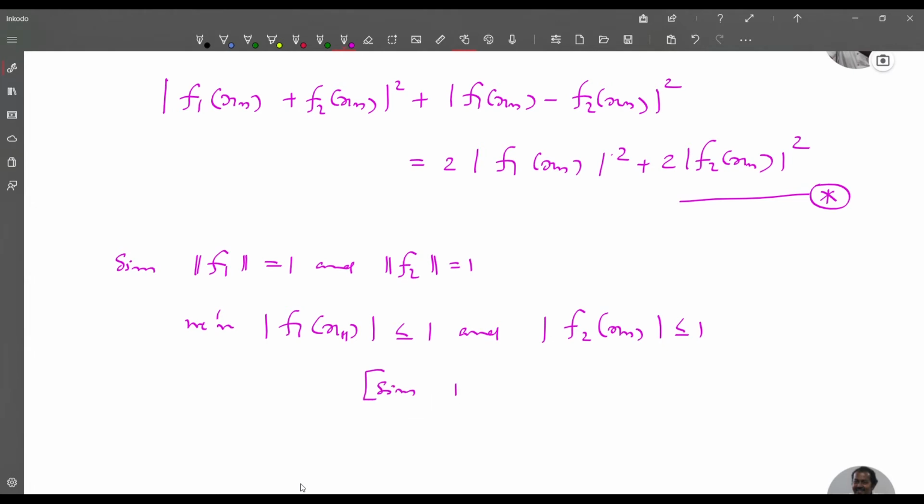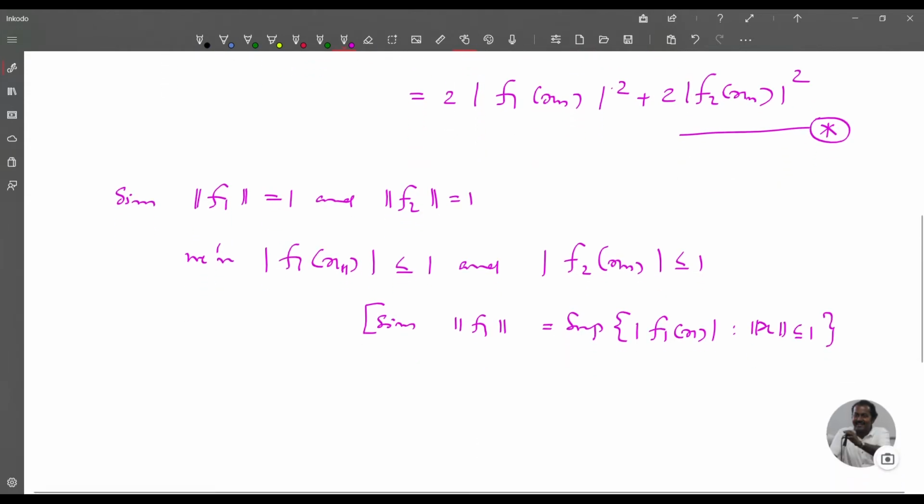norm of f1 is supremum of modulus of f1 of x such that norm of x is less than or equal to 1, and norm of f2 is equal to supremum of modulus of f2 of x such that norm of x is less than or equal to 1. Therefore, this quantity modulus of f1 of xn and modulus of f2 of xn will be less than or equal to 1.